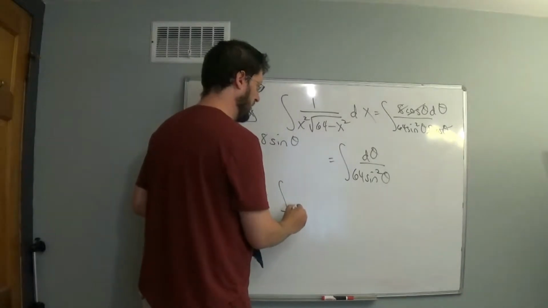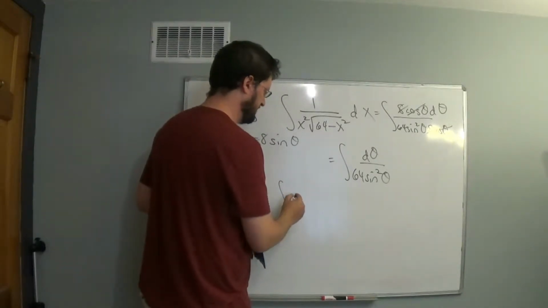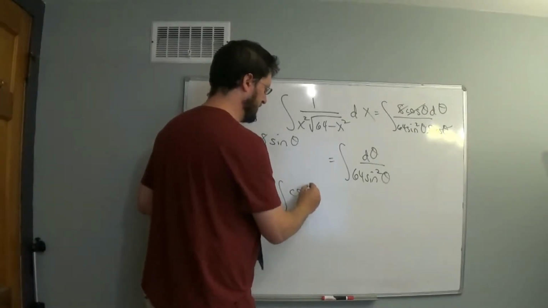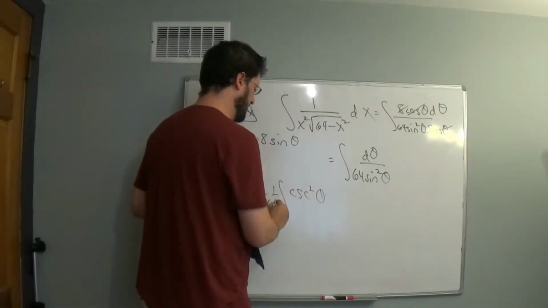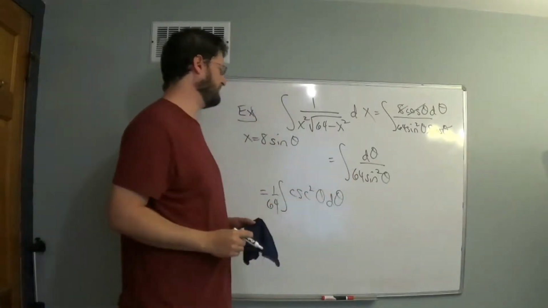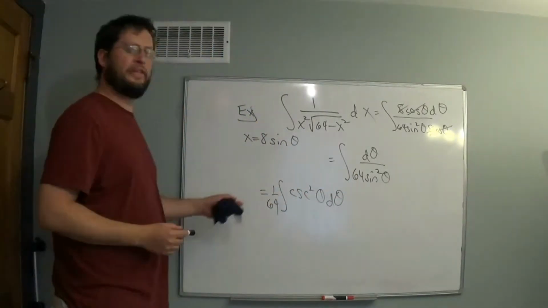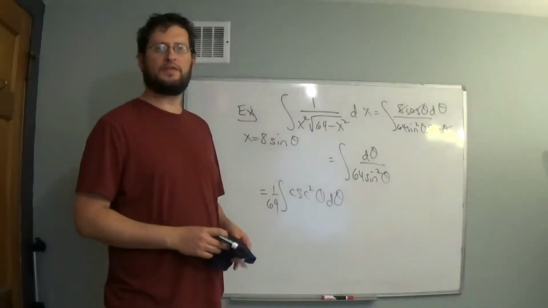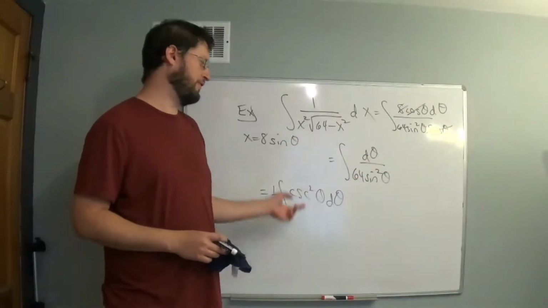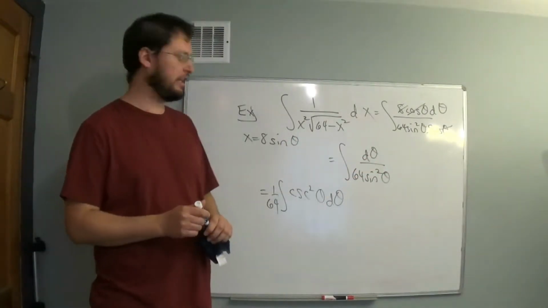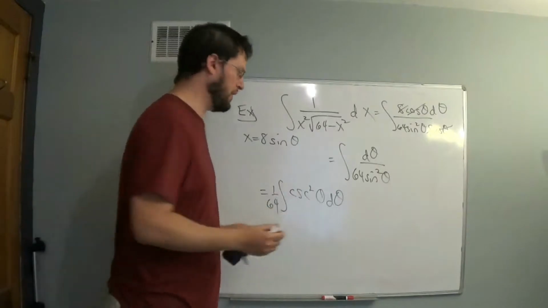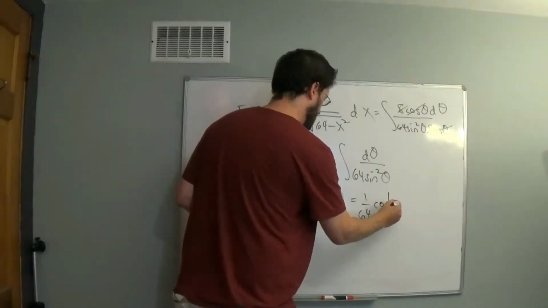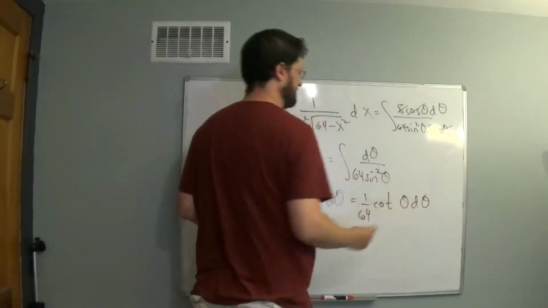Which is the integral of cosecant squared theta, with a 1/64th out front. And this is one of our basic trig antiderivatives. Remember that the antiderivative of secant squared is tangent. This is very similar, so we can remember it. It's exactly analogous. The antiderivative of cosecant squared is cotangent. So we get 1 over 64 cotangent theta.